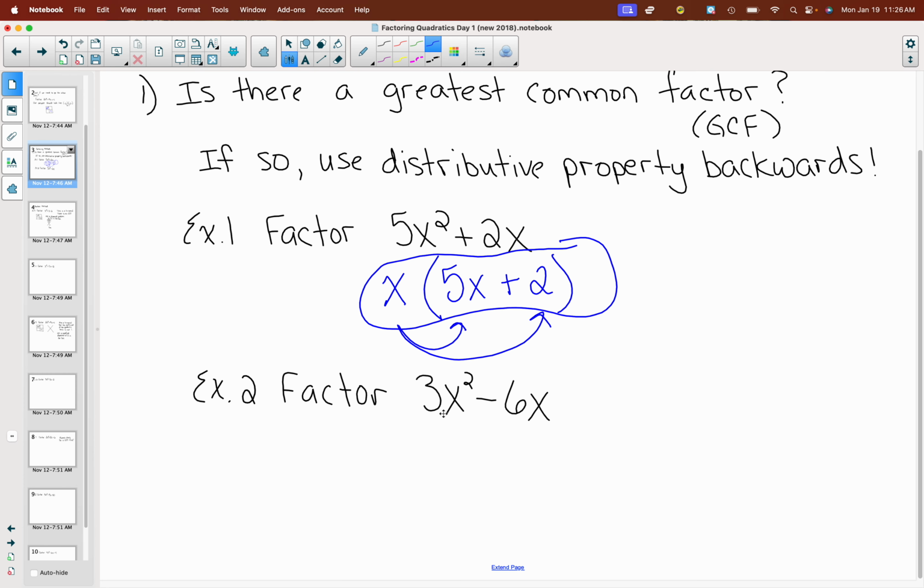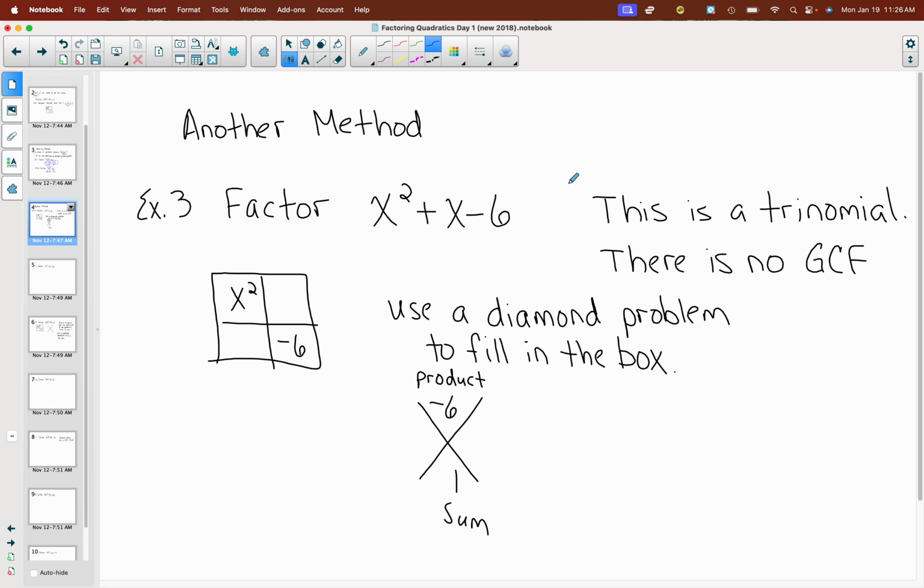On the next problem, notice I have a 3 and a 6. Well, there's a common factor of 3, and I also have a common factor of x. So I can take a 3x out. So then ask yourself, what would I multiply the 3x by to get 3x squared? Well, it'd have to be an x. What would I multiply 3x by to get a 6x? Well, it'd have to be a 2. And so this is my answer in factored form. That's GCF factoring.